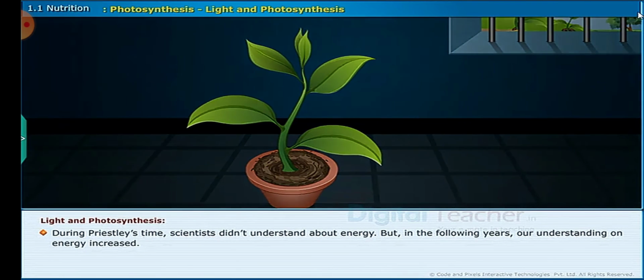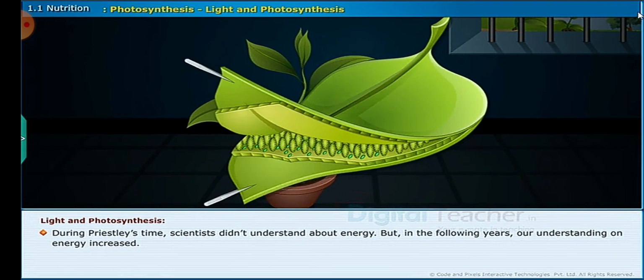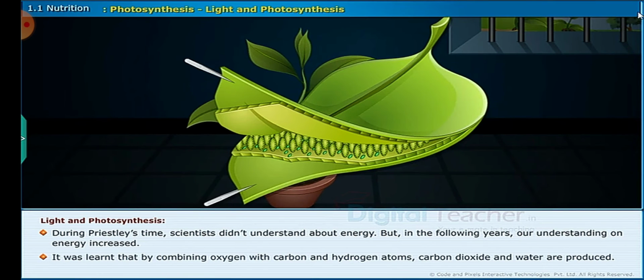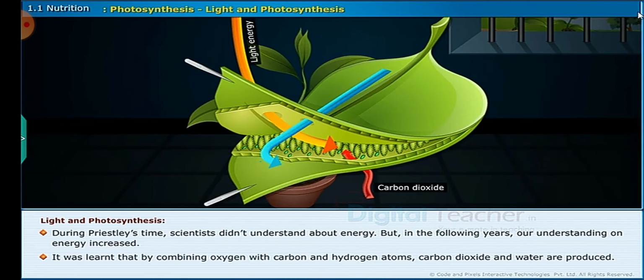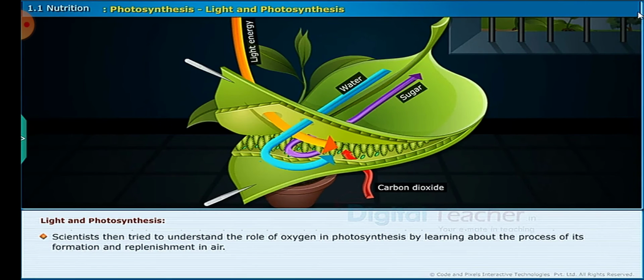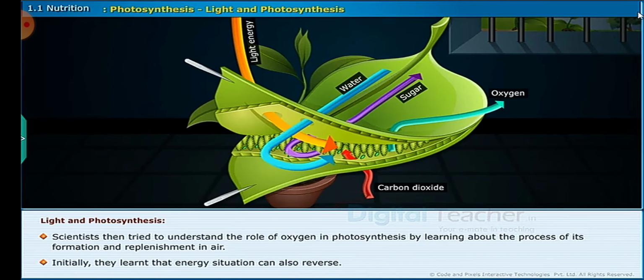During Priestley's time, scientists did not understand energy, but in the following years, our understanding of energy increased. It was learned that by combining oxygen with carbon and hydrogen atoms, carbon dioxide and water are produced. Scientists then tried to understand the role of oxygen in photosynthesis by learning about the process of its formation and replenishment in air. Initially, they learned that the energy situation can also reverse.